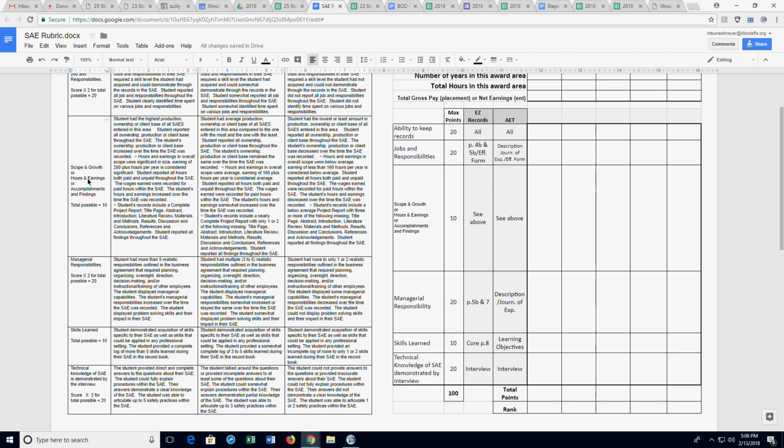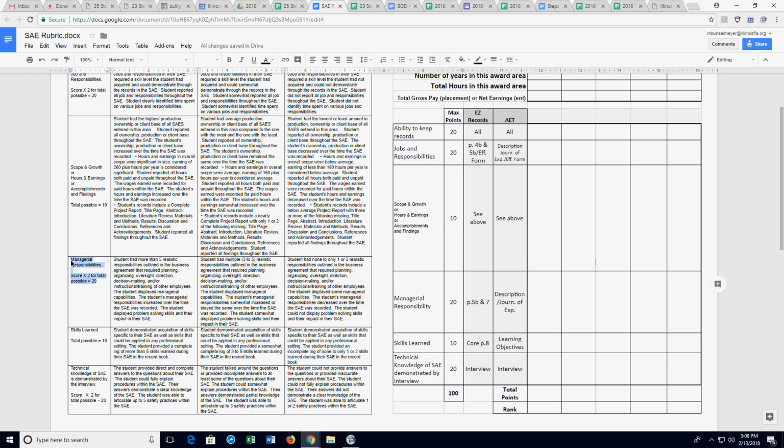Scope and growth, hours and earnings, and accomplishments and findings, the same thing. You will read through the information given to you that will help you determine the score you're going to give them. Only this time, you don't have to multiply it times 2. It is a matter of 10 points. You place the score in the appropriate row, scope and growth, hours and earnings, or accomplishments and findings.